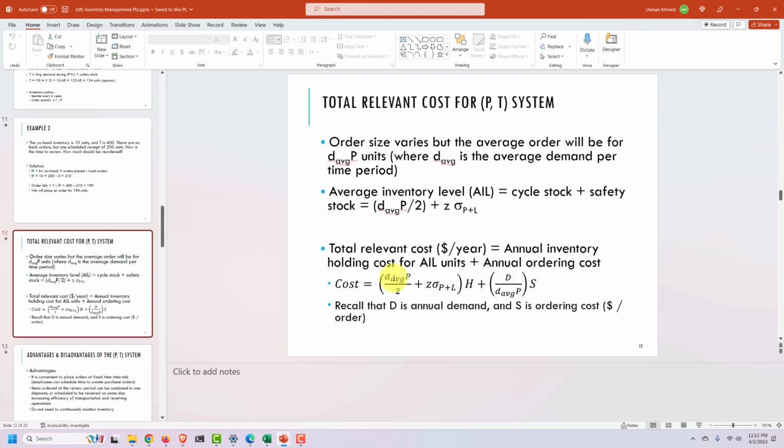Here is the formula. Total relevant cost, dollars per year. This part right here is the holding cost: D times P over 2. Remember in the previous one we had Q over 2. This time that's going to change a little bit because we're not ordering size Q all the time. D times P is our average order size, basically. So that over 2 plus Z sigma P plus L is safety stock, which you already calculated. You add this to this, multiply the whole thing by H, that's your holding cost, and capital D divided by small d times P is going to give us approximately the number of orders per year times S. That's going to be your ordering cost.